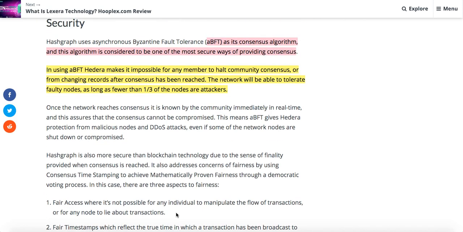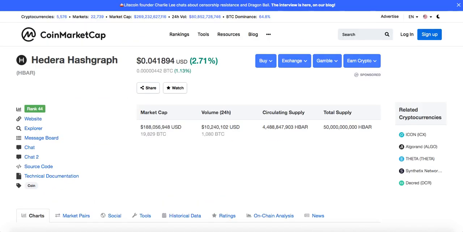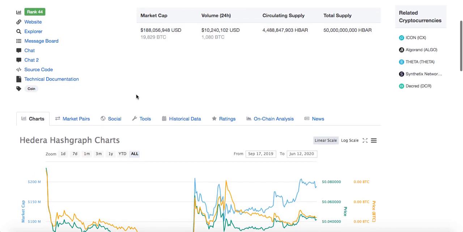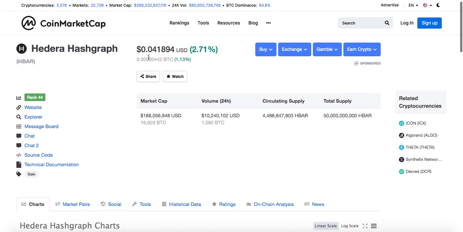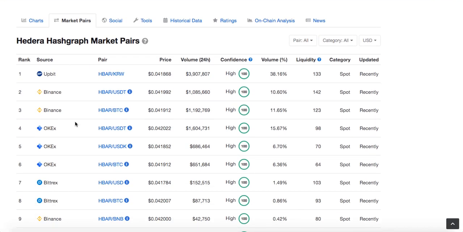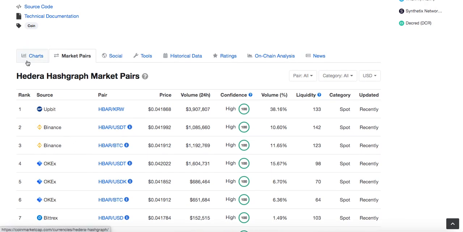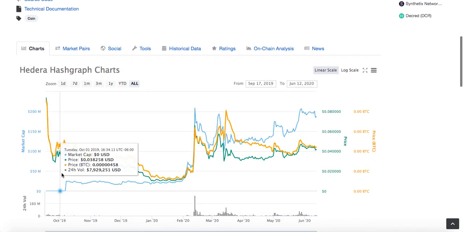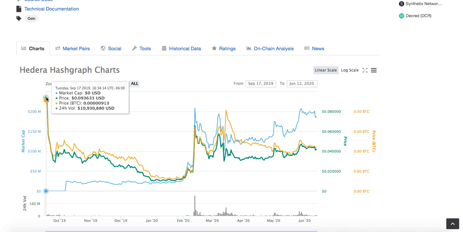So, the price analysis, where I personally could see Hedera go in the upcoming bull run of 2021 and 2022. Right now it's trading at 0.04 with a market cap of $188 million, and if we look at the exchanges, it's on most of the biggest exchanges, OKX, Binance. So the exchanges are there, and it was launched last year, so it hasn't really seen a bull run. It was launched in a downtrend market, so the upcoming bull run is going to be its first ever.